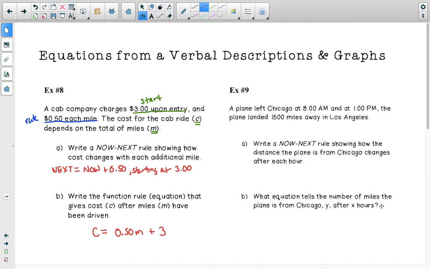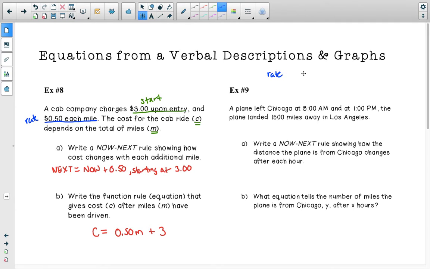At this point, we need to figure out what our starting value is and what our rate is. Now our rate would be the change in y over change in x. We have starting at 8 a.m. and it flies until 1 p.m. Then we have 1,500 miles away. So it's change in y over change in x. Our y is going to be the distance, our miles, and our x is going to be our hours. That tells us which one is independent and which one's dependent. So let's find our rate.